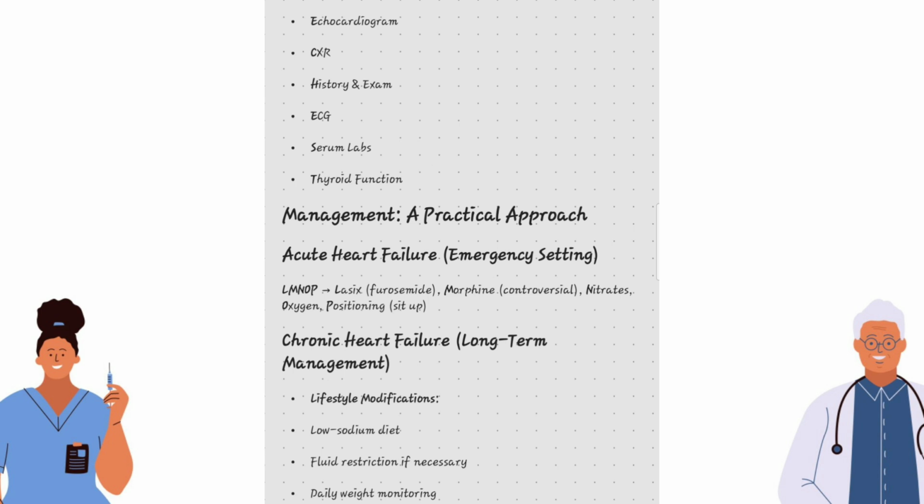Remember, if the BNP is high and the echo shows that the ejection fraction is 35%, you have heart failure with reduced ejection fraction. If it's greater than 40% or 50%, you have heart failure with preserved ejection fraction. Basically, those are the categories. Are you seeing how everything comes together at the end?